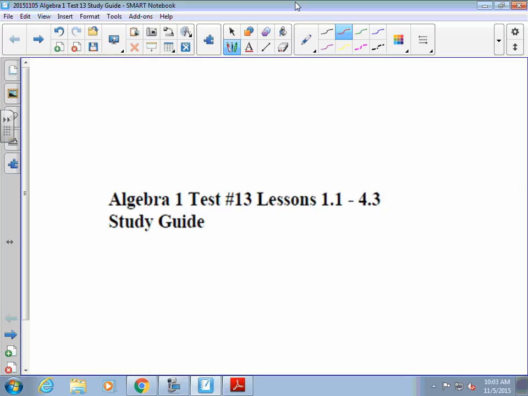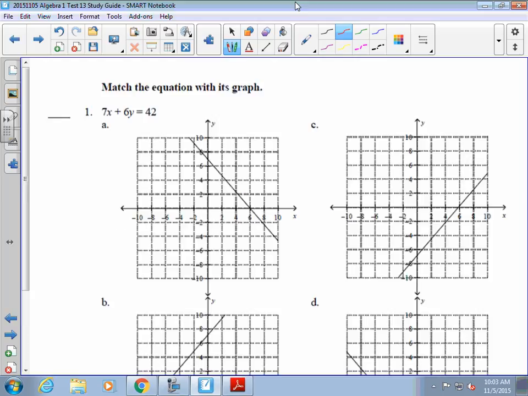Algebra 1, test number 13. We got through lesson 4.3 where we're doing quick graphs using intercepts. It's a study guide for it. First two problems are graphing equations using the intercepts.